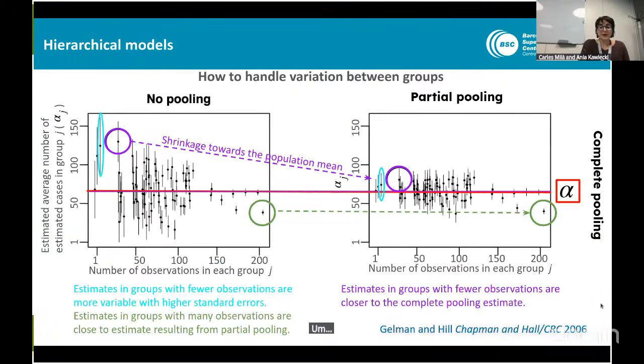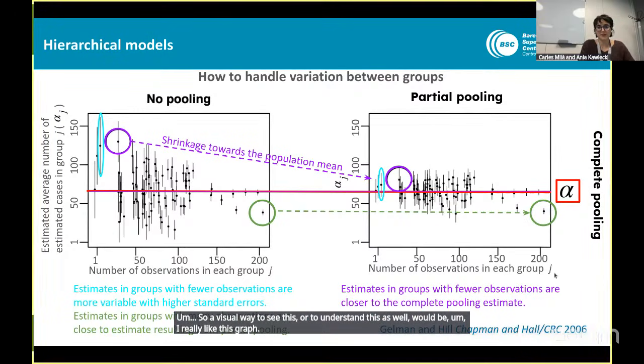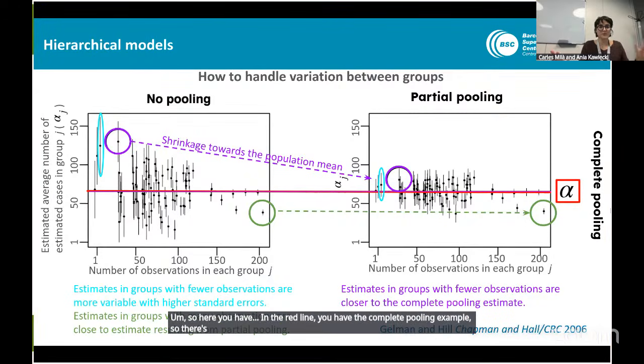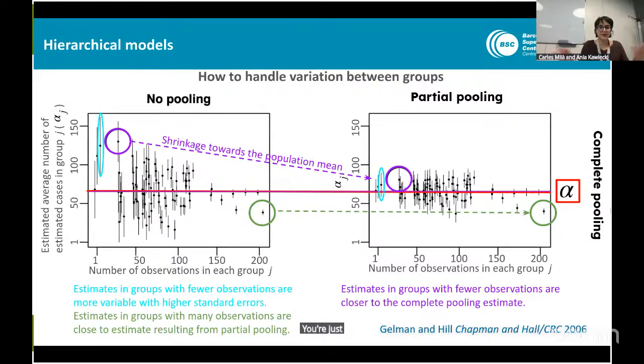A visual way to understand this as well would be, I really like this graph. This helped me understand it when I was studying it. Here you have, in the red line, the complete pooling example. So there's no difference between the groups. You're just looking at the average across the entire population. And then on the left, we have the no pooling, where every group is independent from every other group, and the partial pooling where all these groups are sharing some information, right?